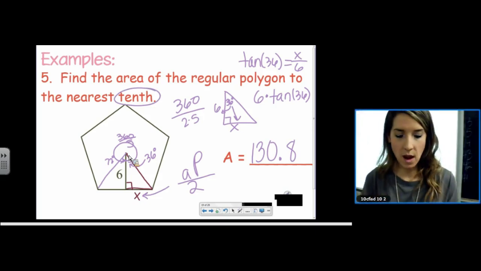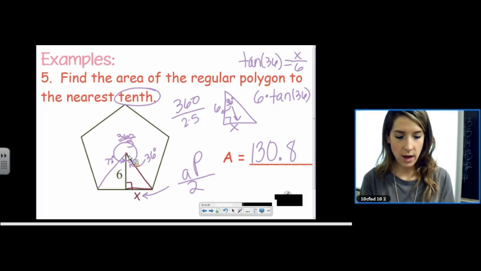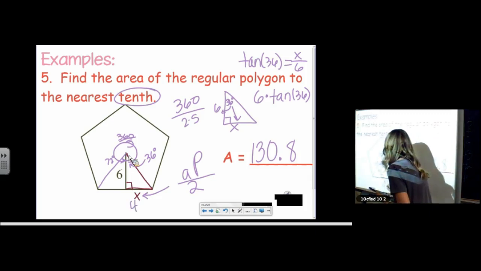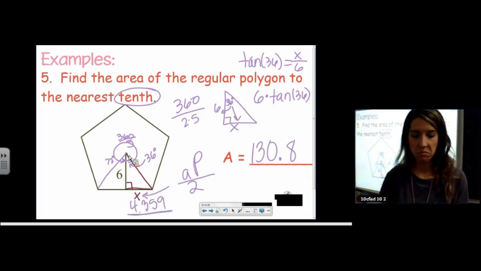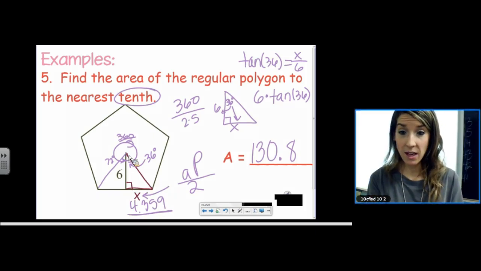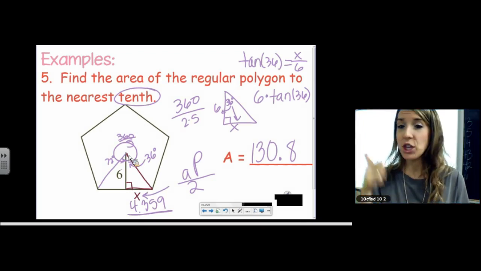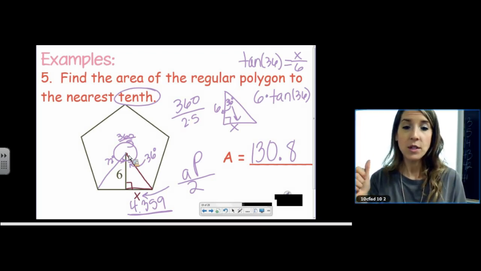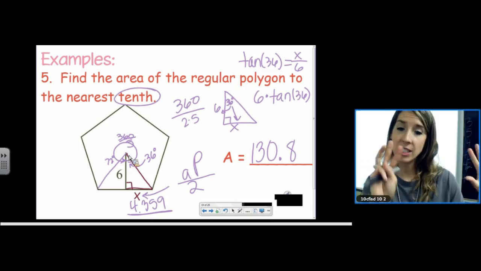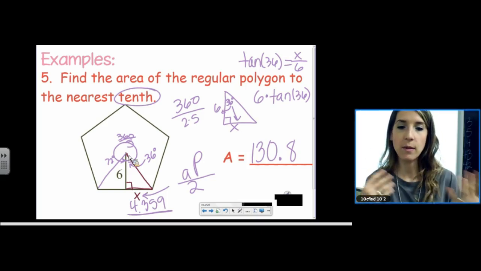Do not, here's what not to do. When we found X, it was 4.359. I bet if you use that decimal, you would have been okay. But if you write down 4.3 and then you solve, your answer will not be correct. So what I'm saying is do not round in the middle of the problem. Keep the decimal at least 3 places. Keep the decimal and round at the very end.